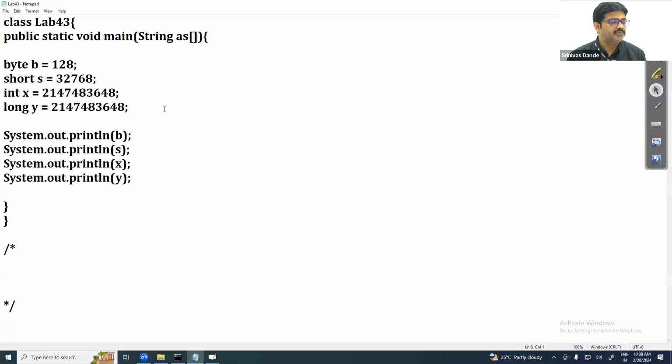What happens to this program? Will it compile or not? Lab number 43, will it compile or not? What is your guess? Out of range, right? It shows an error. Vishnupriya is telling executed. Is that executed? How does it execute? Is that your answer?